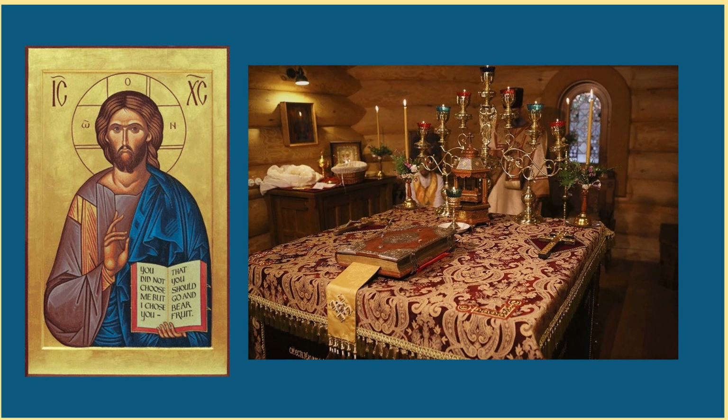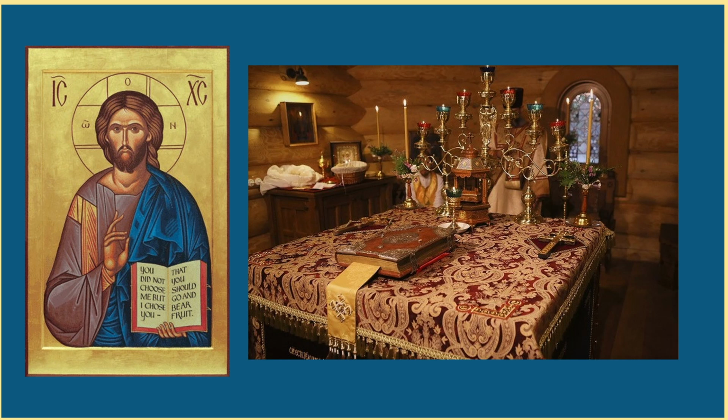The antimension usually contains a relic, normally a part of the body, of a saint, which shows that the church is built on the blood of the martyrs and the lives of God's holy people. This custom comes from the early church practice of gathering and celebrating the Eucharist on the graves of those who have lived and died for the Christian faith. Usually, a relic of a saint is embedded in the altar table itself as well.